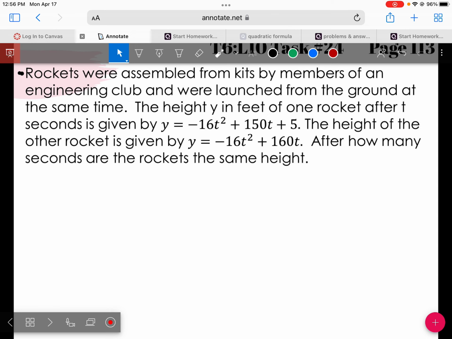So if the height is represented by Y and I'm looking for after how many seconds the rockets are the same height, how could I show that they have the same height? What could I do? If I set them both equal to 0, and that's the same as setting them equal to y, is that a likely height if it's 0? No, I like where you're thinking, but we're not quite there.